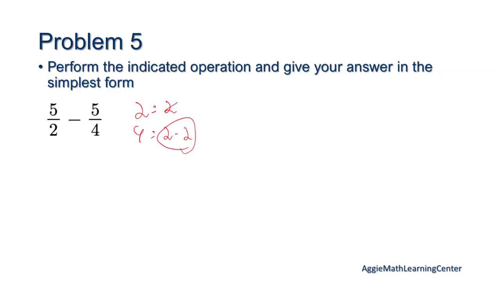In order to get a 4 right here, we're going to need to do 2 over 2 times 5 over 2. And that's going to give us 10 over 4.